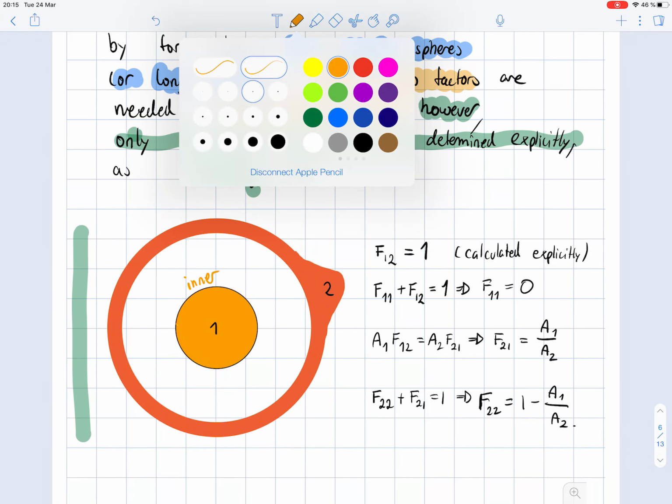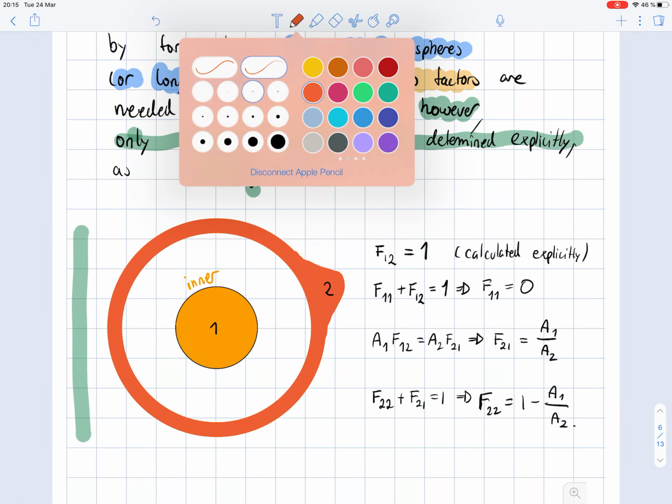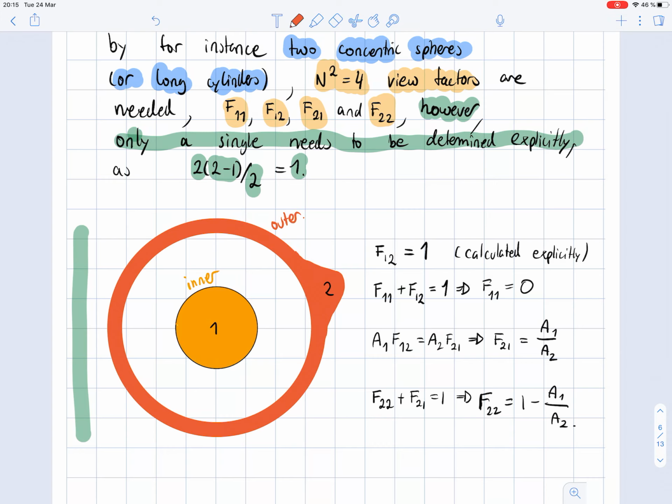And surface 2 is the outer one. What we are, of course, interested in calculating is whatever heat transfer rate we have between these two surfaces. So we're not going to consider whatever surface 2 is emitting to the surroundings. Okay, that's why we only look at these view factors.